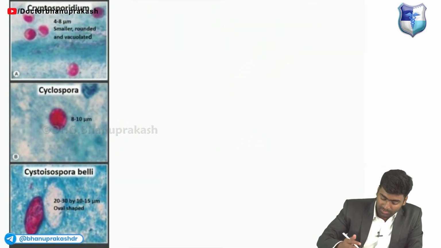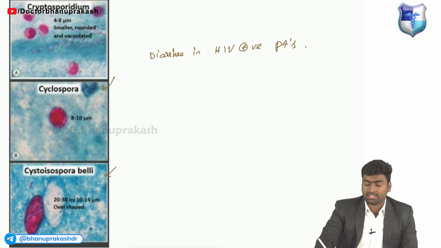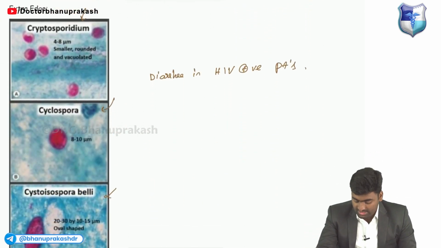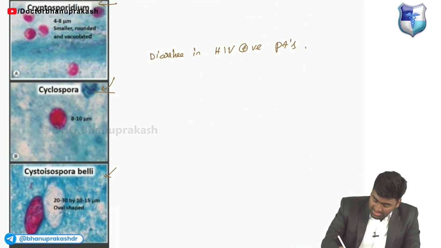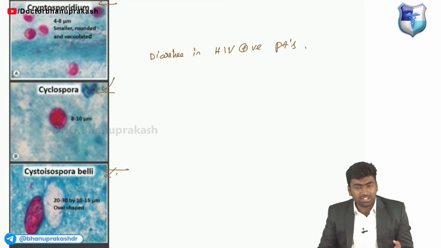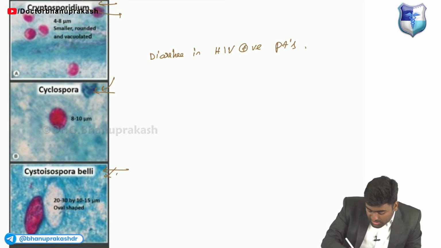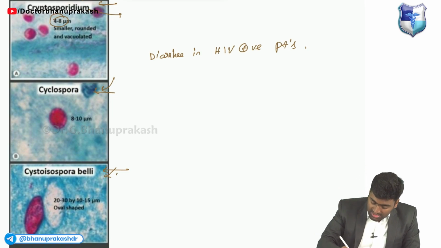If you see this organism, this is responsible for diarrhea in HIV positive patients. Previously Wuchereria bancrofti would cause lymphatic filariasis. Here diarrhea in HIV positive patients is caused by Cryptosporidium, Cyclospora and Isospora. But you need to differentiate. Remember, crypto means it is very small, around 4 to 8 micron in diameter, whereas Cyclospora is 8 to 10.